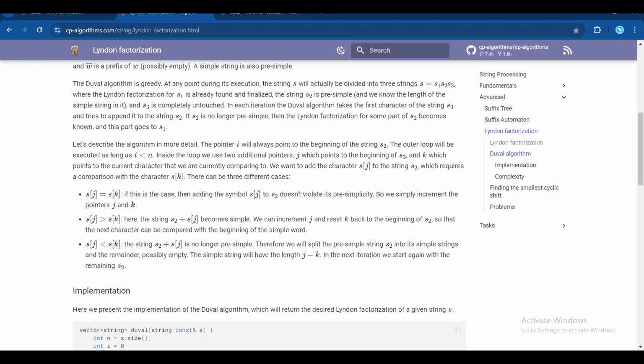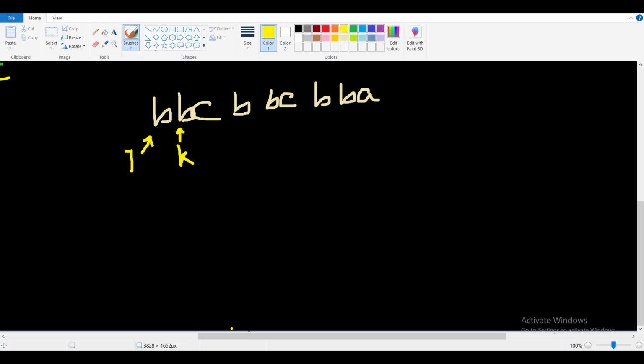In that case, if Sj equals Sk, we will just increment the value of both J and K. So let's say our K is at the bottom and J is at the top. Sj is equal to Sk, so we'll increment both the J pointer and the K pointer.